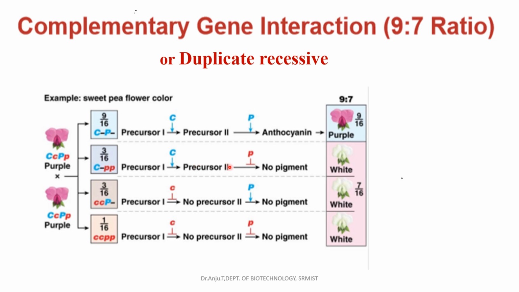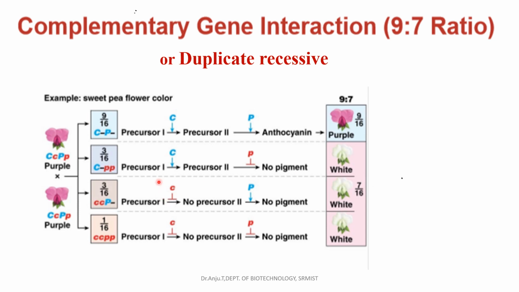If either one dominant allele of either of these genes is absent, then the product is not formed. Let us take this case where the dominant allele of C gene is present but absent in the case of the second gene P. So here it is converted into precursor 2, but further conversion will not take place, so no pigment is formed.